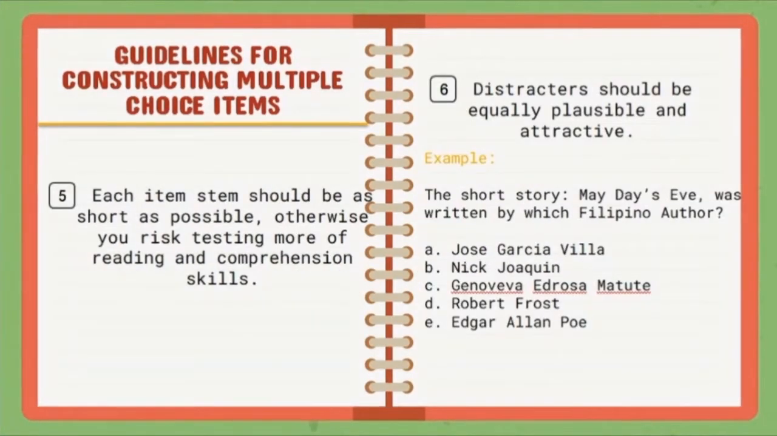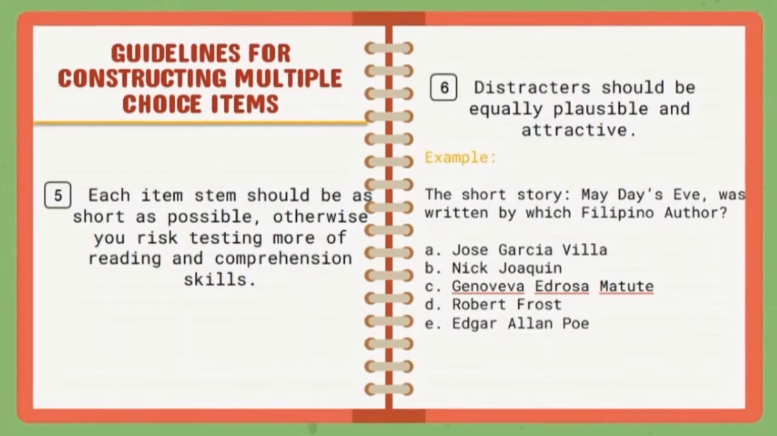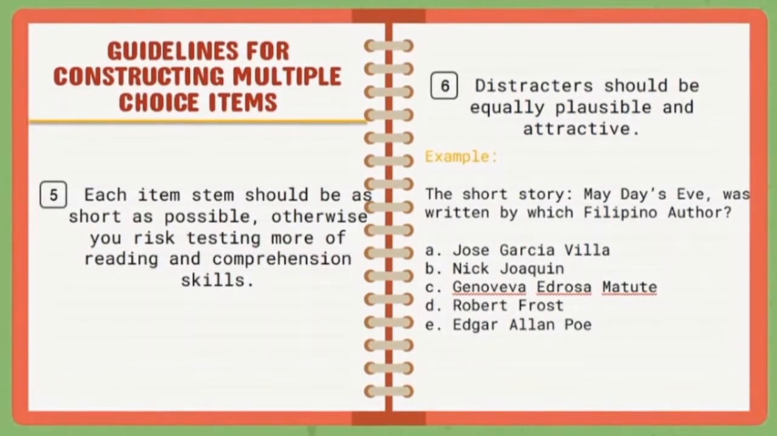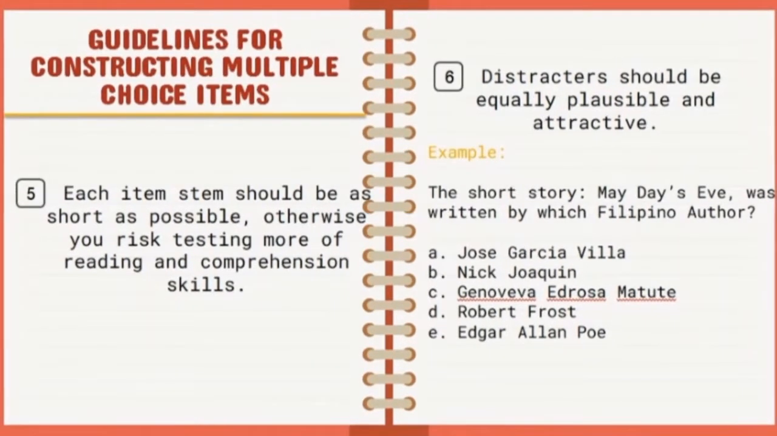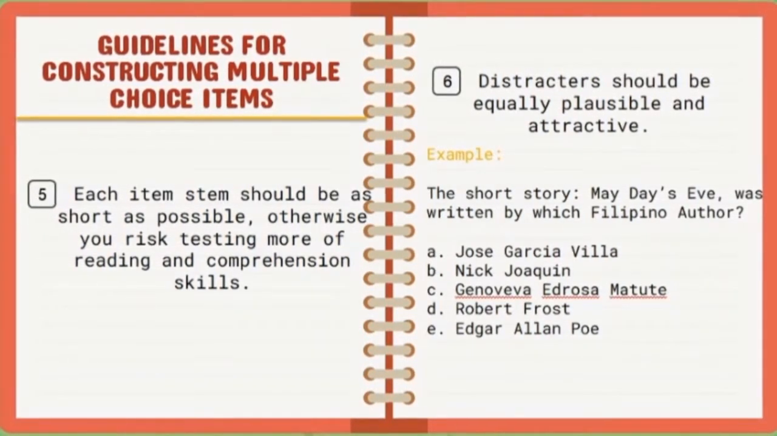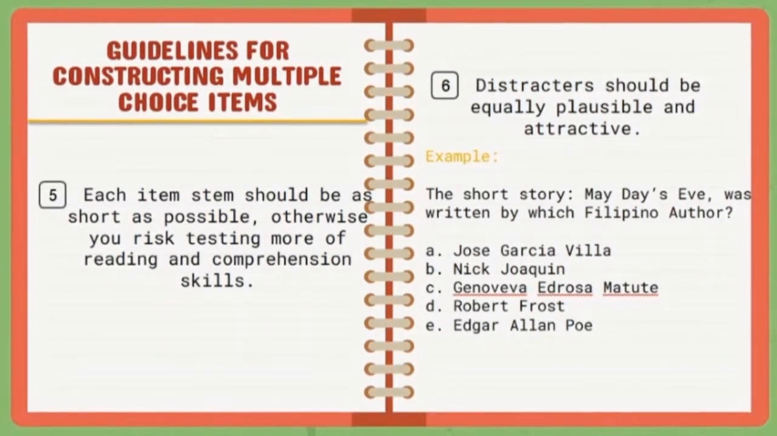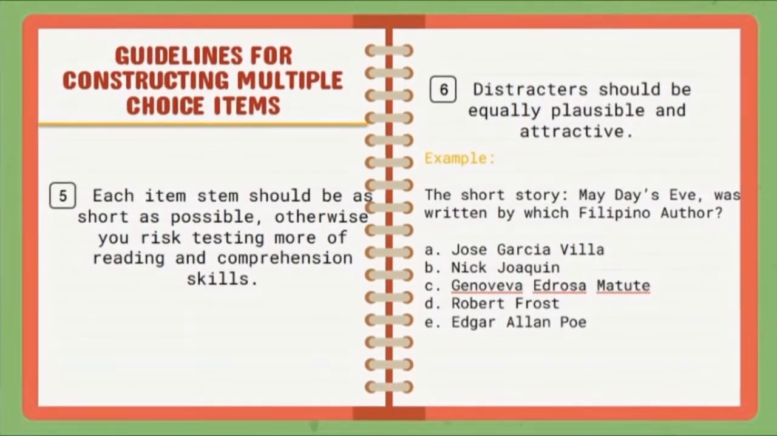Number 5. Each item's stem should be as short as possible. Otherwise, you are risking testing more of reading and comprehension skills. So that is self-explanatory. Katulad lang nung mga kanina, huwag natin masyadong papahirapan yung pag-construct ng question. Doon lang tayo sa madaling intindihin.